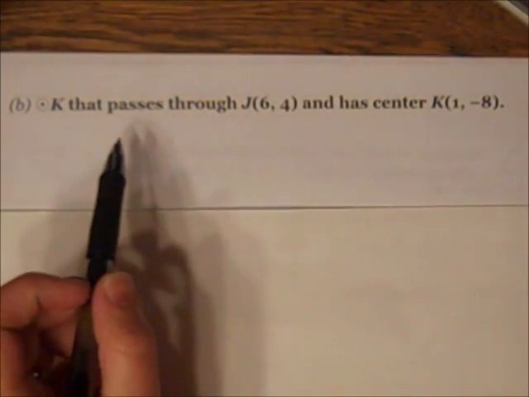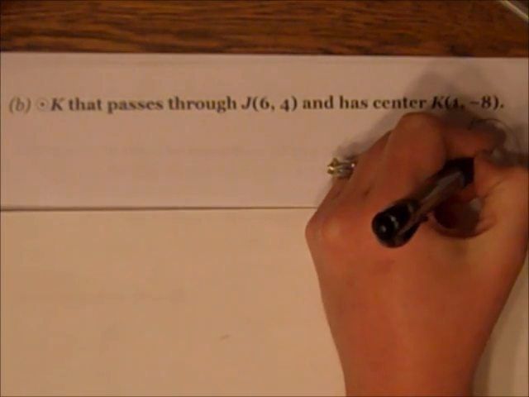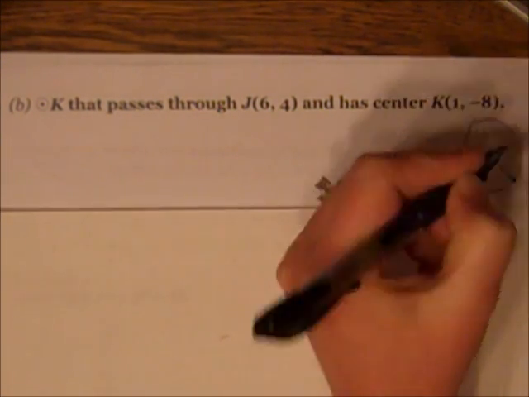The circle K passes through the point 6, 4 and has a center at 1, -8. So in this case, they didn't give me the radius. Remember, the two things I need are the center and the radius, and I don't have the radius, so I'm going to have to go find it. But if I have the center and a point on the circle, all I have to do is use the distance formula to find it.